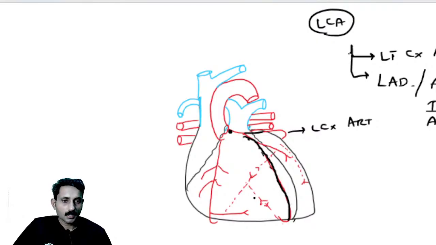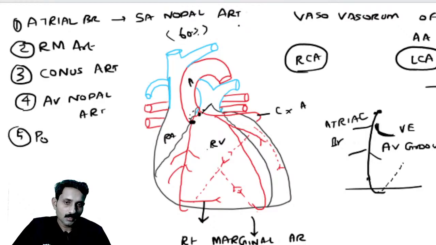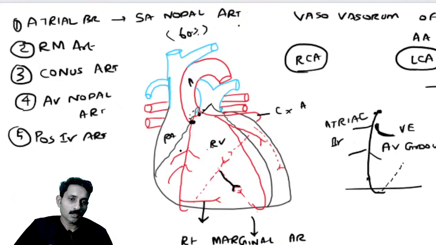Okay. One more thing I missed on the last part. We can include that as the posterior IV artery, posterior interventricular artery. You see here when it is going down, it is giving a branch here. This is called the posterior interventricular artery, because there is one more topic called coronary dominance, and we will see that. So these are the main branches. Posterior interventricular artery is commonly from the right coronary artery.